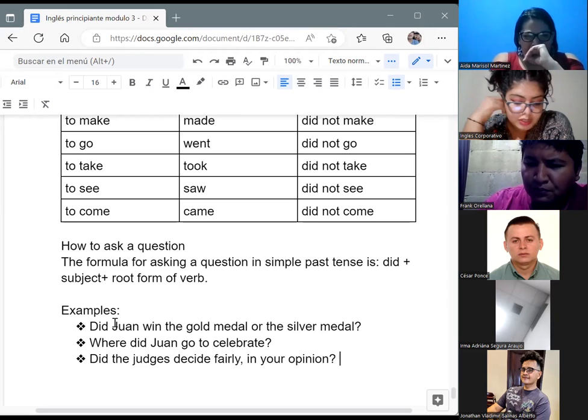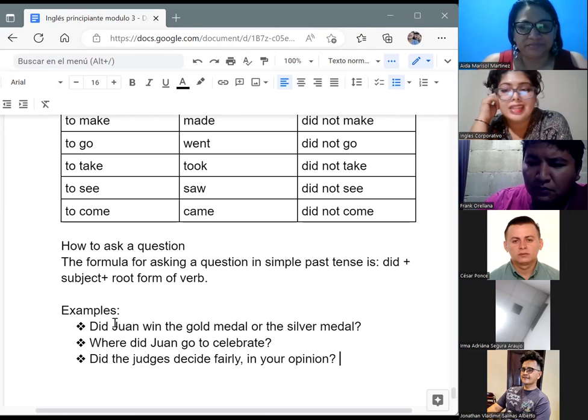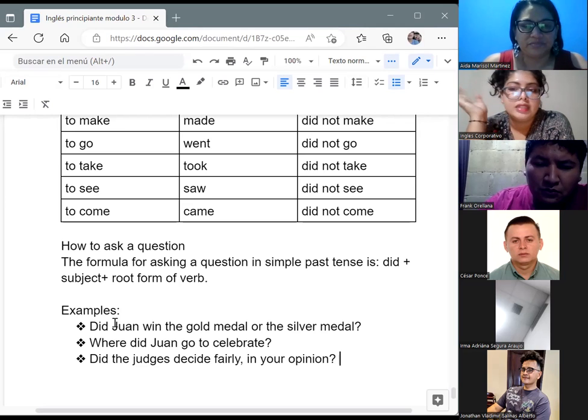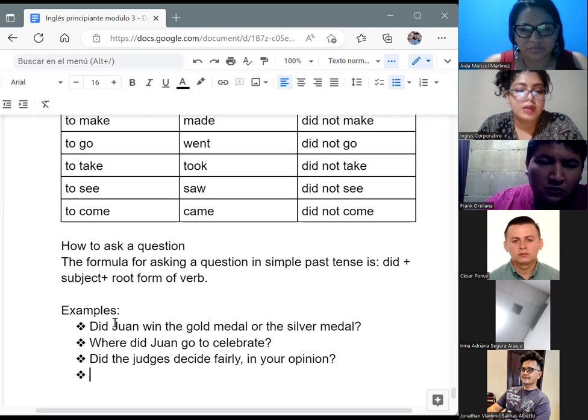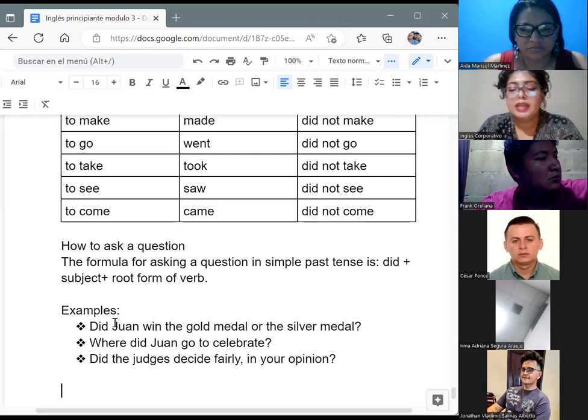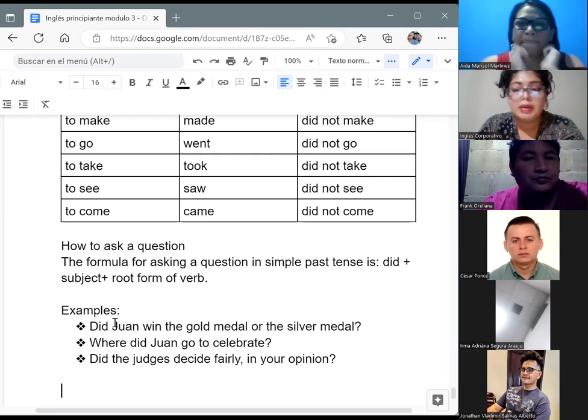When asking a question with the verb to be, you don't need the auxiliary did. When we are using the verb to be, that in this case is was and were, we are not going to use the auxiliary. In that case, you are going to use the verb to be in past. Cuando tengamos el verbo to be en pasado, ya no vamos a utilizar el auxiliar. Aquí vamos a utilizar el verbo to be para hacer la pregunta.